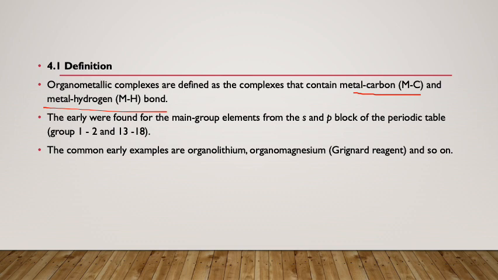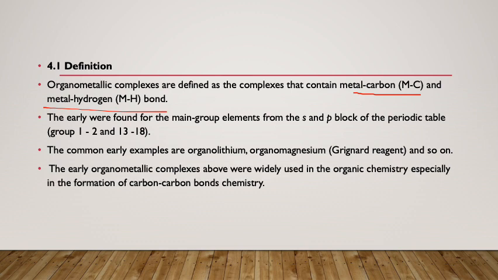Okay, in these complexes the metal comes from the main group element attached to carbon or hydrogen. For example, if lithium is attached to any carbon molecules, we call the complex organolithium. If magnesium is attached to carbon or hydrogen molecules, it is known as organomagnesium, or I bet all of you have heard about the Grignard reagent.